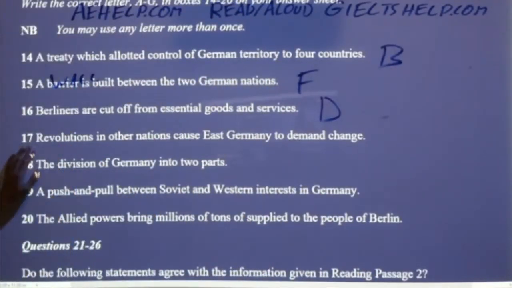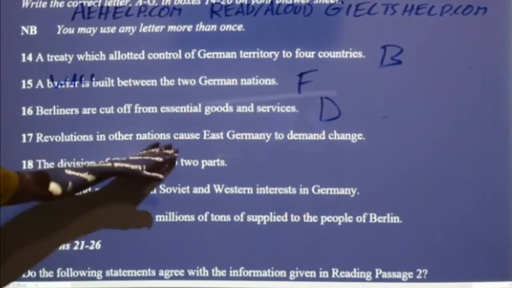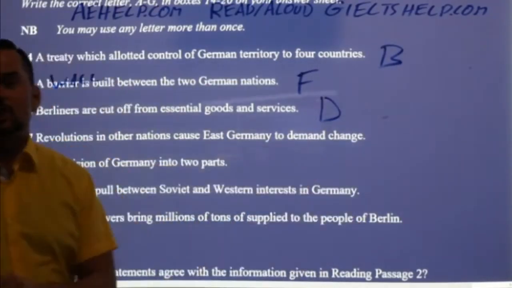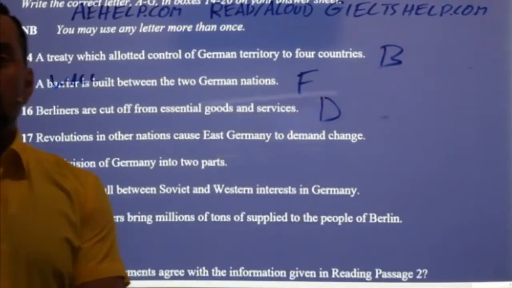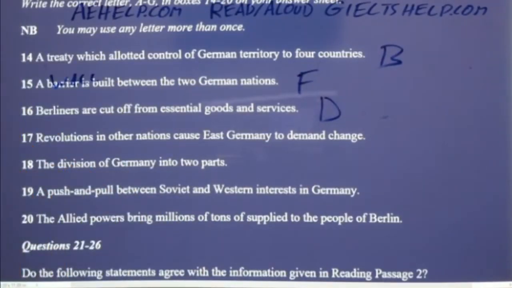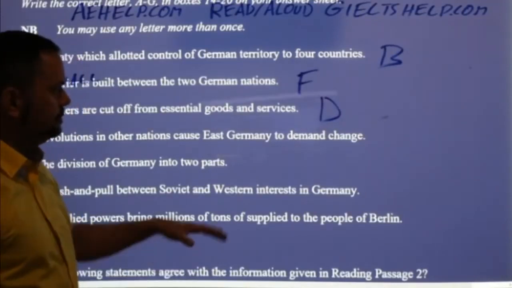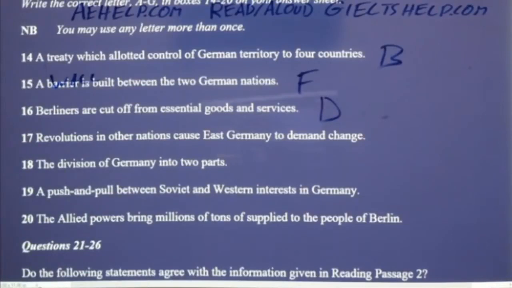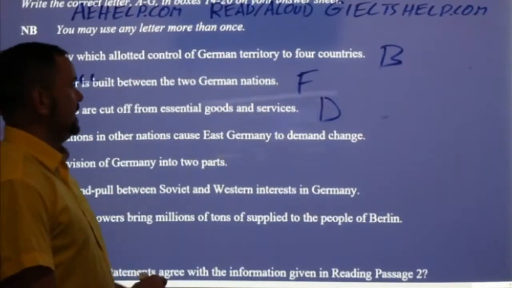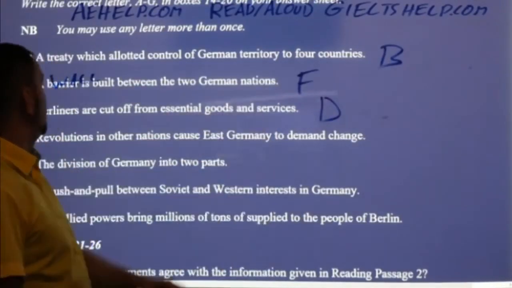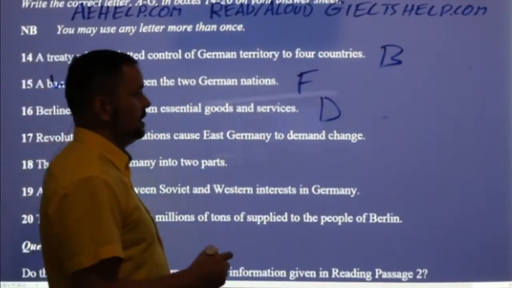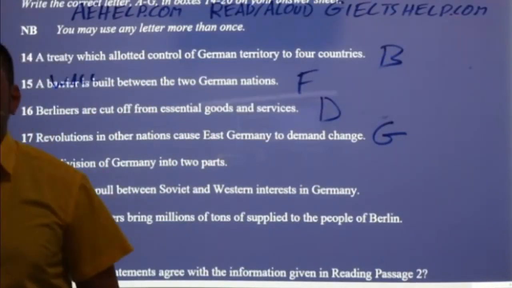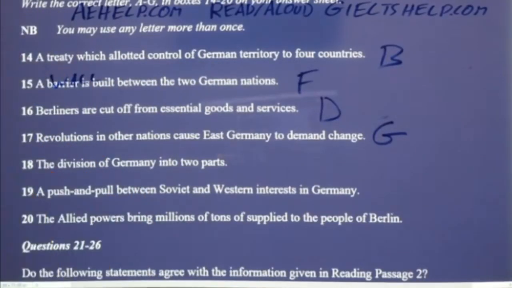Okay, 17, revolutions in other nations cause East Germany to demand change. Great, so now we're getting near the end, right? So I think maybe G, that was the last paragraph potentially, right? Because that came after F, right? So E, F, G, so we're coming right to the end there, where it's the breakdown of the wall. Yeah, that's right. Very nice. Look at all of you clever students.